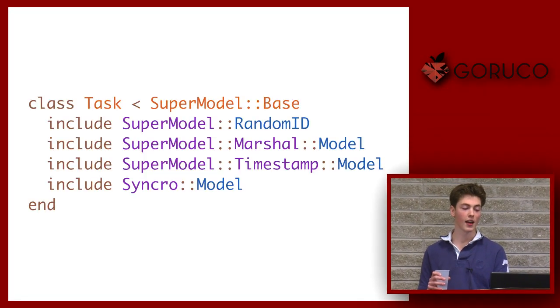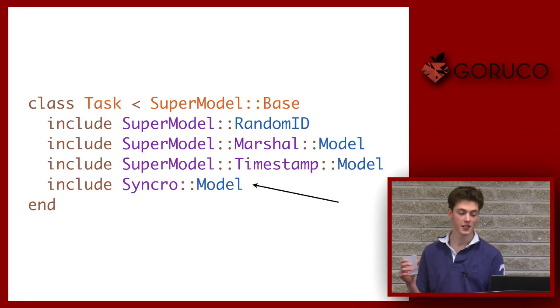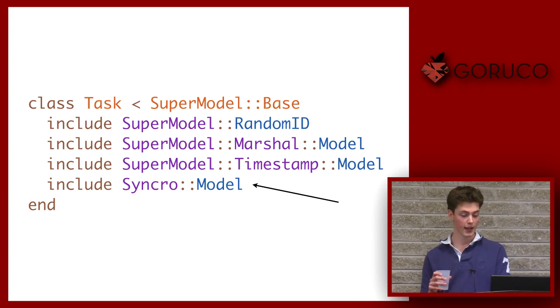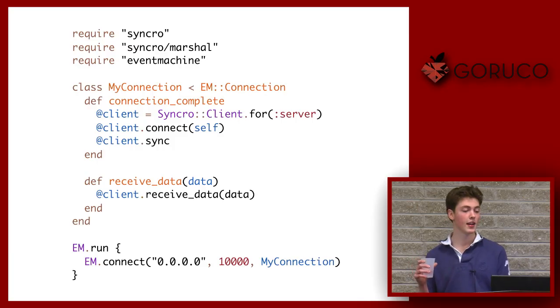All you have to do to use this is include Synchro model in your model. But if you're not using ActiveRecord or SuperModel, then you have to include Synchro base. The other thing you have to do is connection management. Synchro doesn't actually do connection management for you. So this is an example of an EventMachine connection. It's quite a simple API. There's not much that can go wrong here.